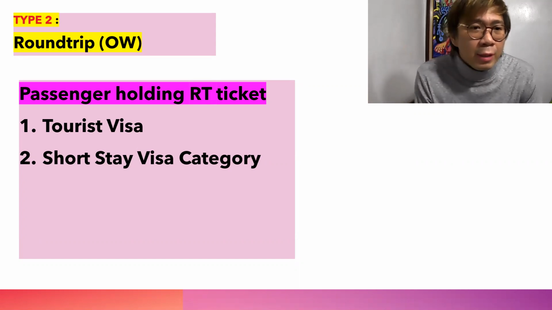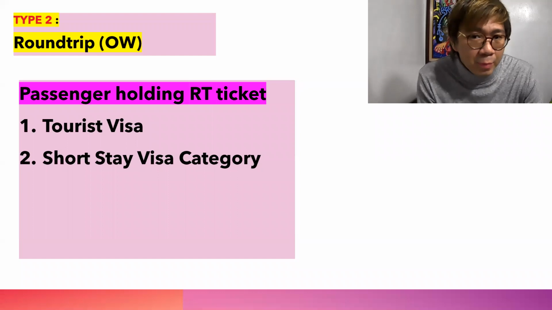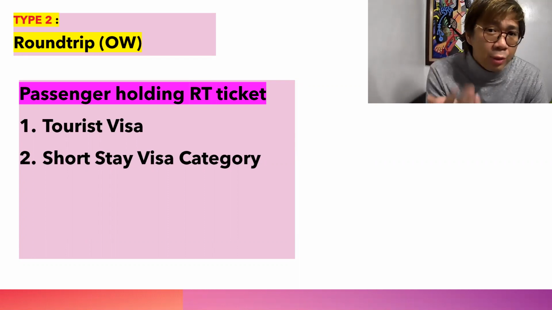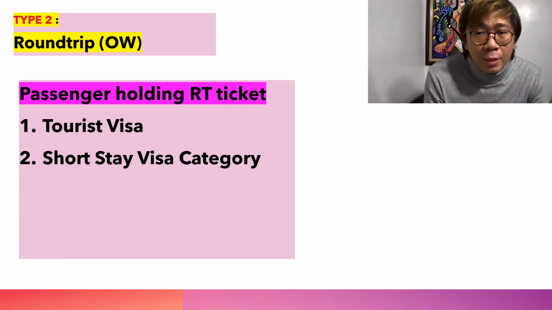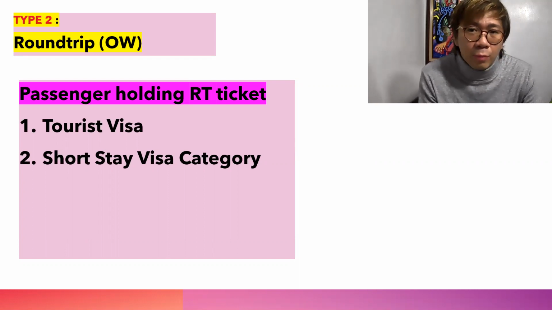Okay. Now, another thing is this could also be issued for the short stay visa category. When we say short stay visa category, it depends, case by case. Let's say you have a student visa but you are only staying for 6 months. Of course, you'll have a round trip, right? You can't go one way then.